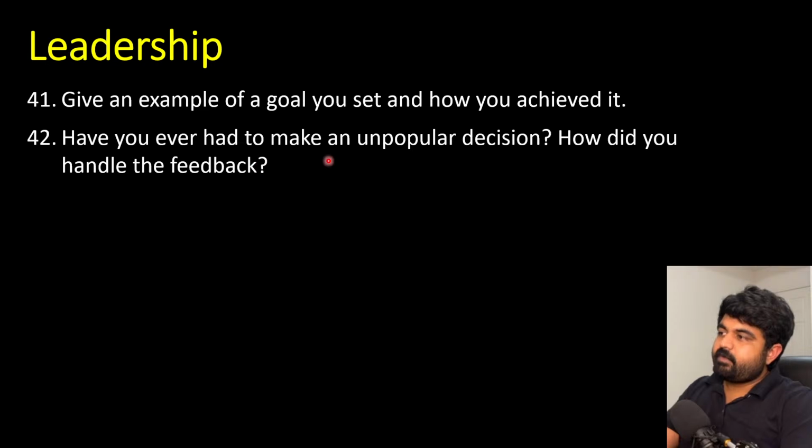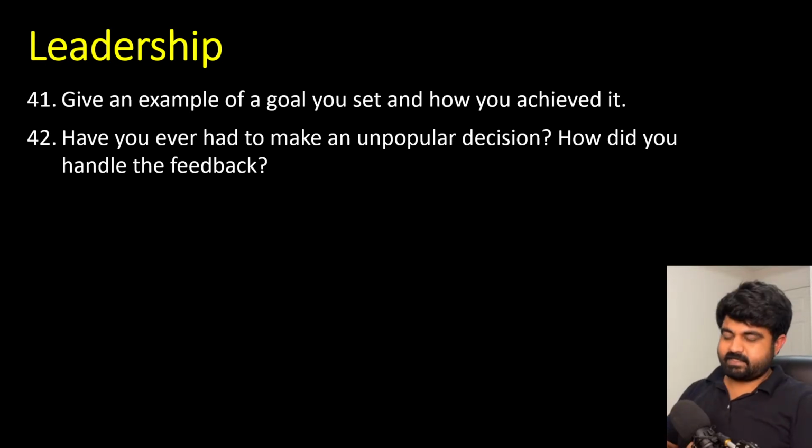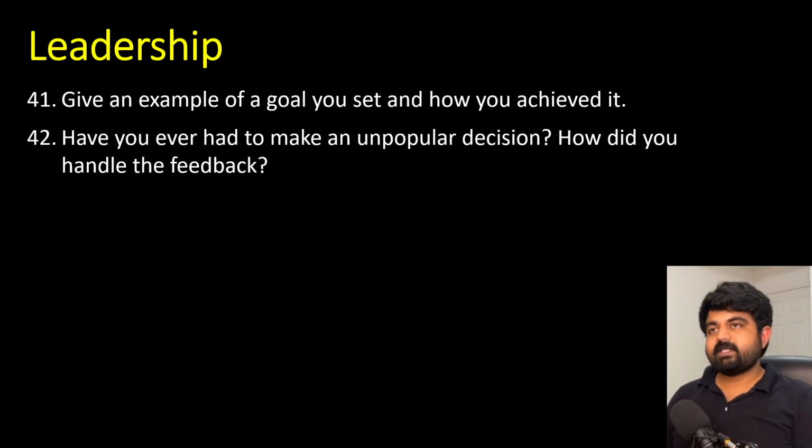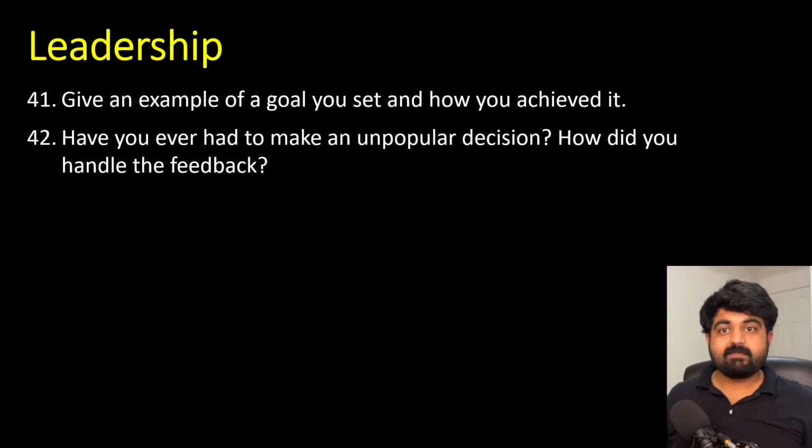Next is, have you ever had to make an unpopular decision? How did you handle the feedback? Pretty interesting question, because many times unpopular decisions can have a lot of dimensions to it. There can be an unpopular decision to let someone go. There can be an unpopular decision to scrap a project. There can be an unpopular decision to change an existing infrastructure. There can be an unpopular decision to change the way things happen or the way the organization is set up.